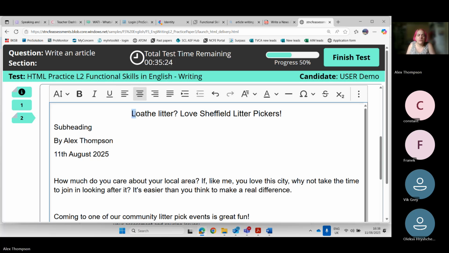So anybody reading this will think, oh, loathe litter. I don't like litter. Rubbish is rubbish. You know, waste is not a good thing. I want to read more. So we give them in the subheading a little bit more information.